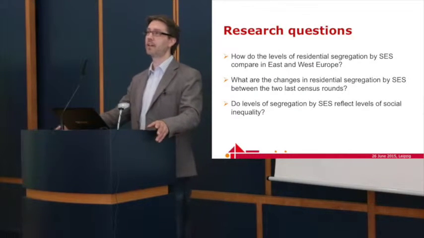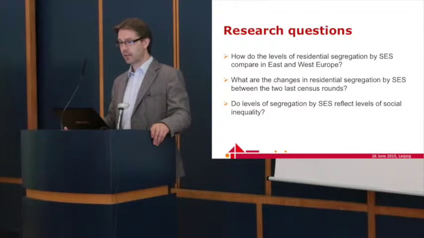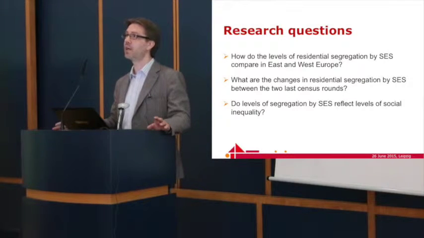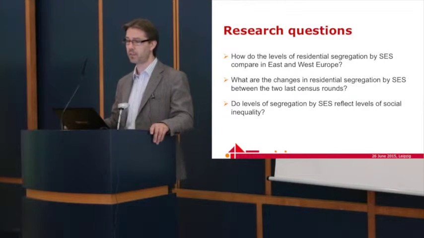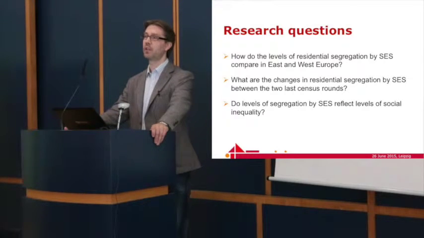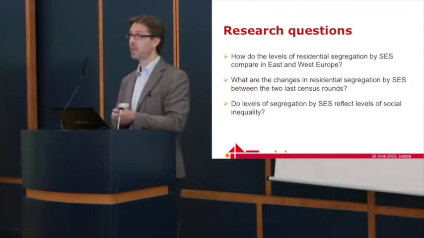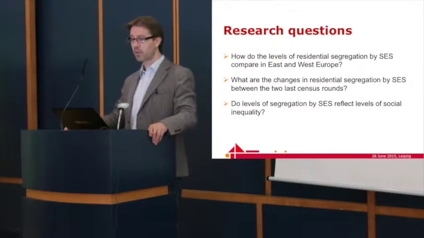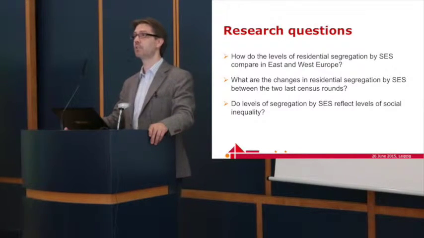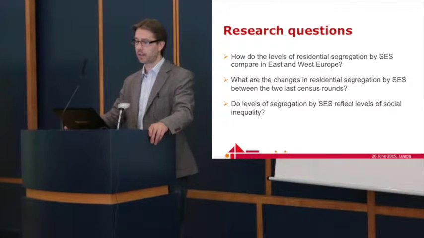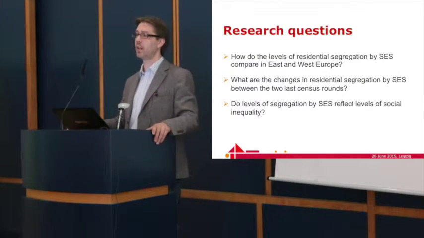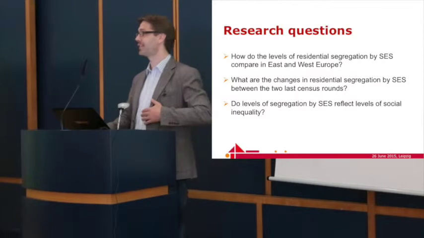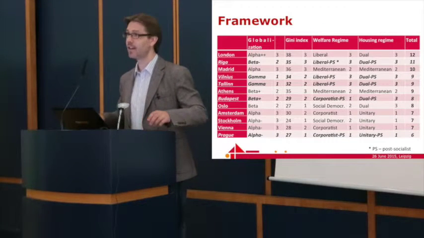And we posed three very simple research questions when setting up our study. First, how do the levels of segregation compare in different European regions? We mainly focus between East and West Europe, but not only. Second, what is the temporal dimension? That is, what are the changes over time? We study the two last census rounds, mainly within the book. And finally, what are the factors behind the segregation patterns, and do they somehow correspond also to the levels of social inequalities?